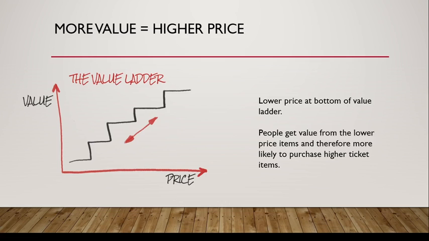So here's our value ladder little diagram. The more value, the higher the price. Obviously the value is going up on the y-axis, and the x-axis is the price. That can be dollars, it can be pounds, it can be anything. So they'll come in through the sales funnel and they'll be here somewhere. So this could be $7, $1, a cheap product, high value but low cost. So low price at the bottom of the value ladder.